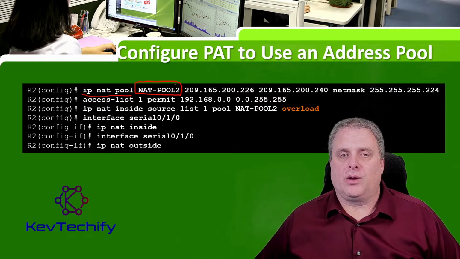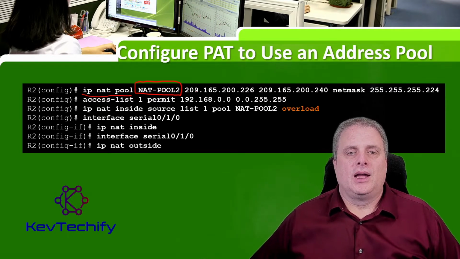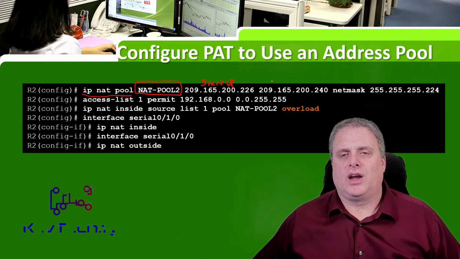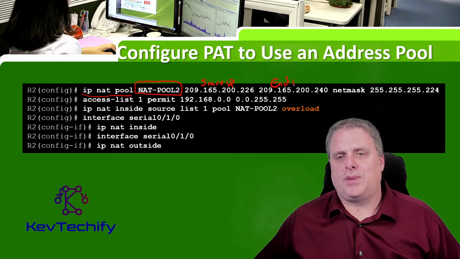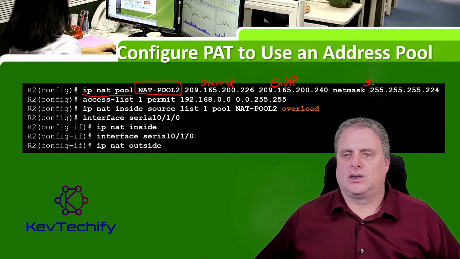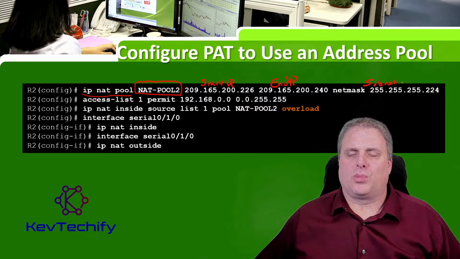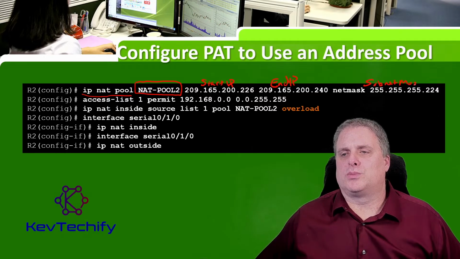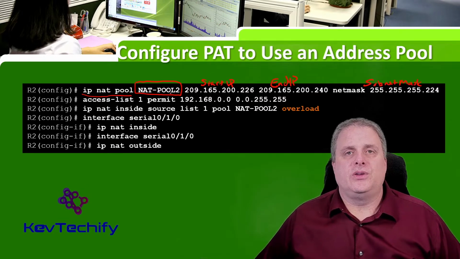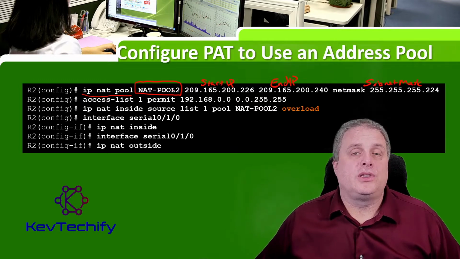All caps here again, once again, to identify the name. Then we have our start IP address for our pool. We have our end IP address for our pool. And then we have our subnet mask, which tells us what our network portion is and our host portion. So we define our pool. Then you have to say who is allowed to use this.